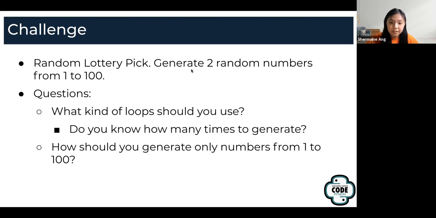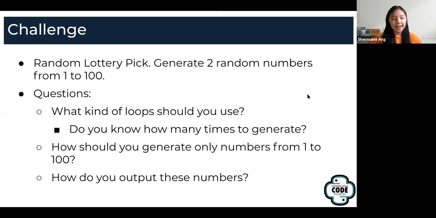Yep, so what Alwina said is correct. Remember that we learned the function random.randint, and whatever is in the bracket will be inclusive. So you put random.randint(1, 100). Very good. And then next, how do you want to output these numbers? If you want to output it, then you'll use print.